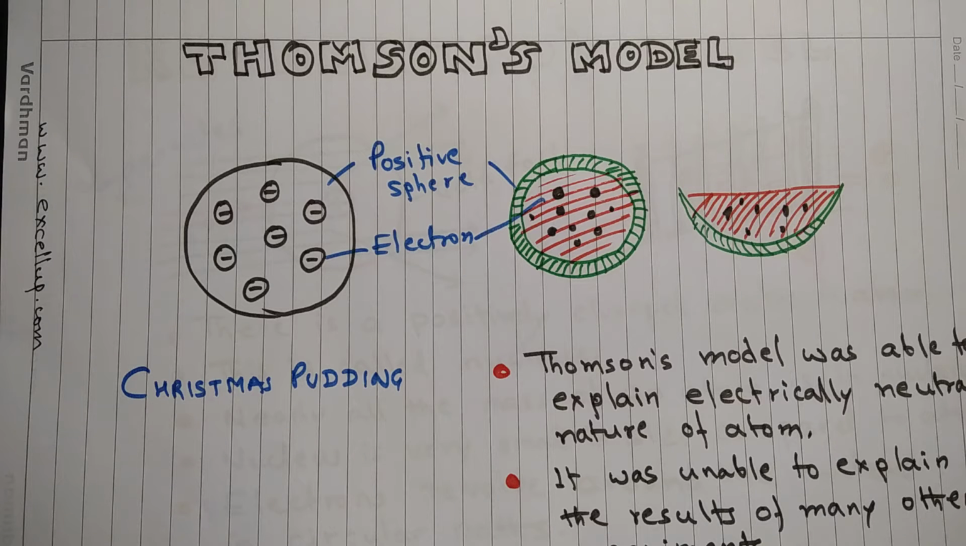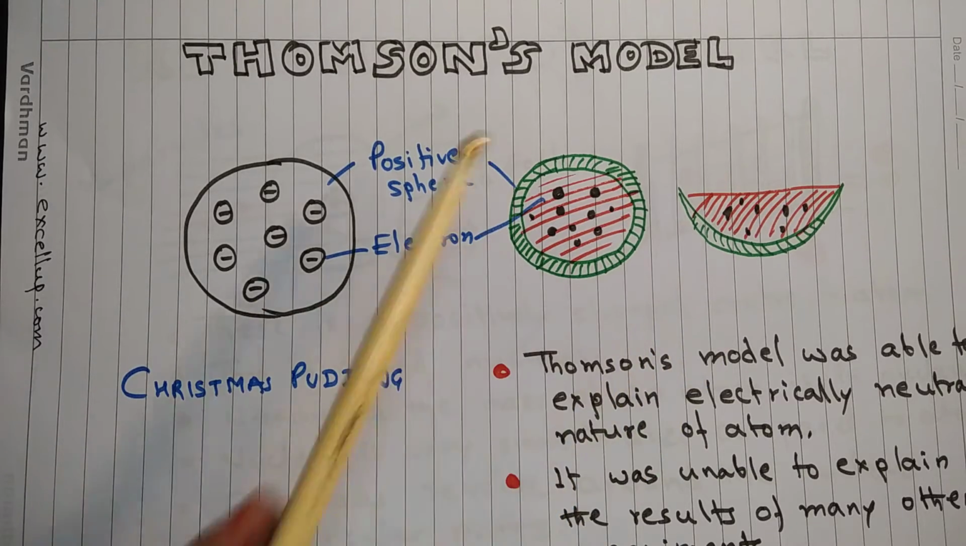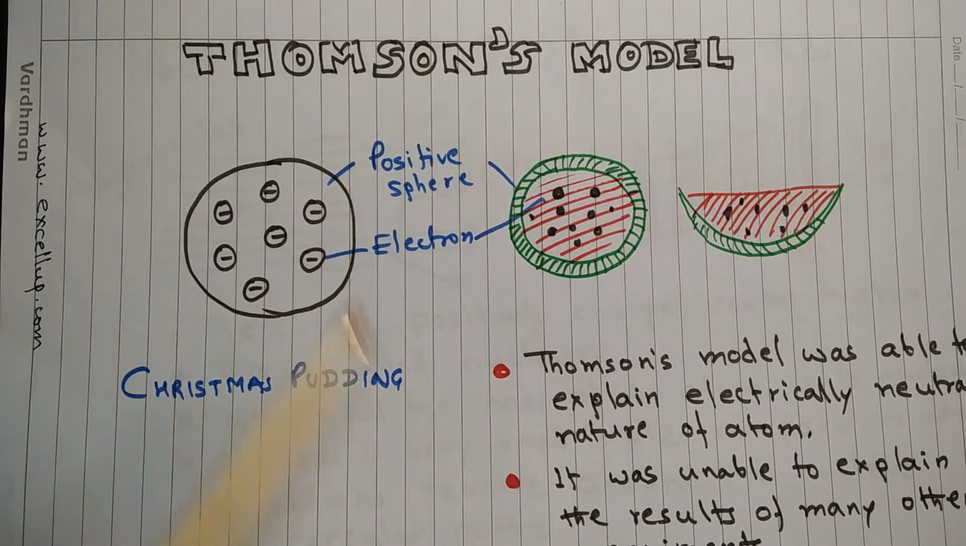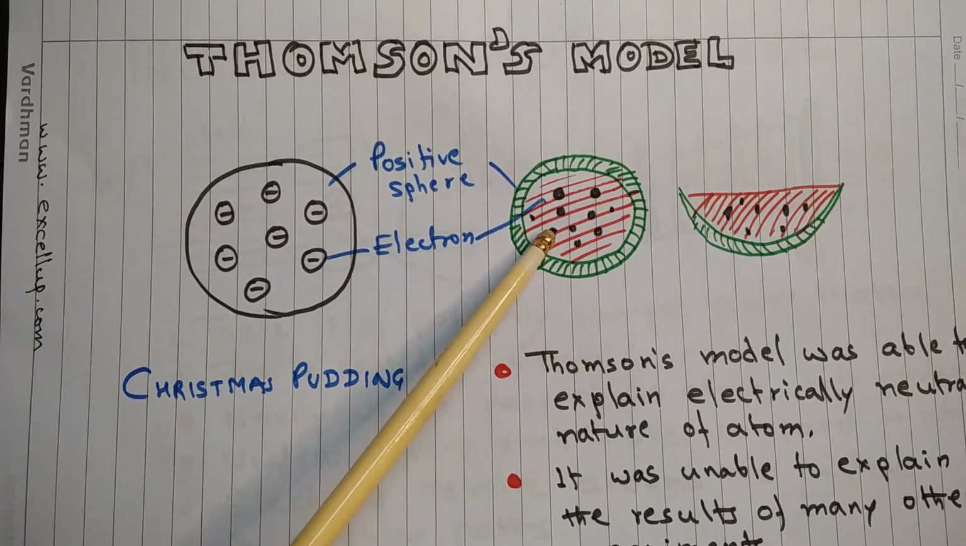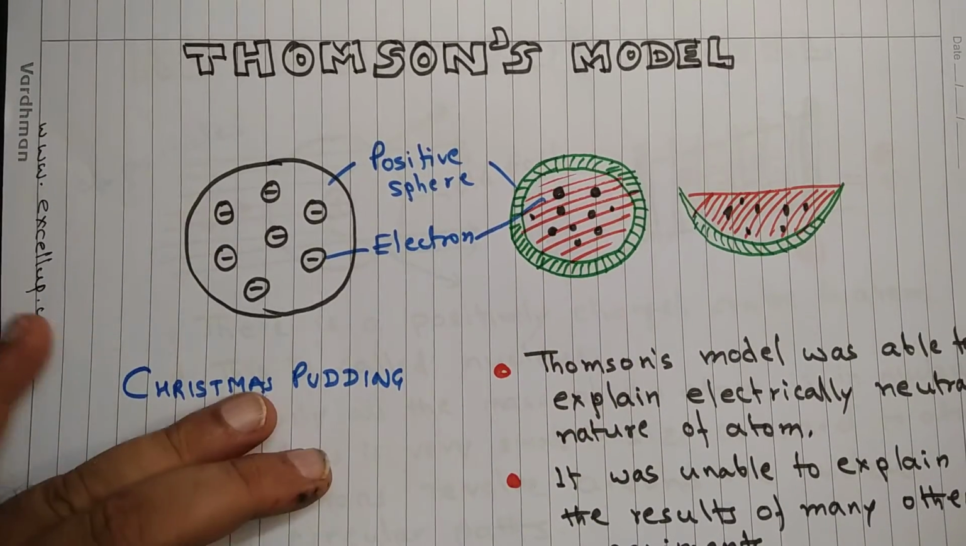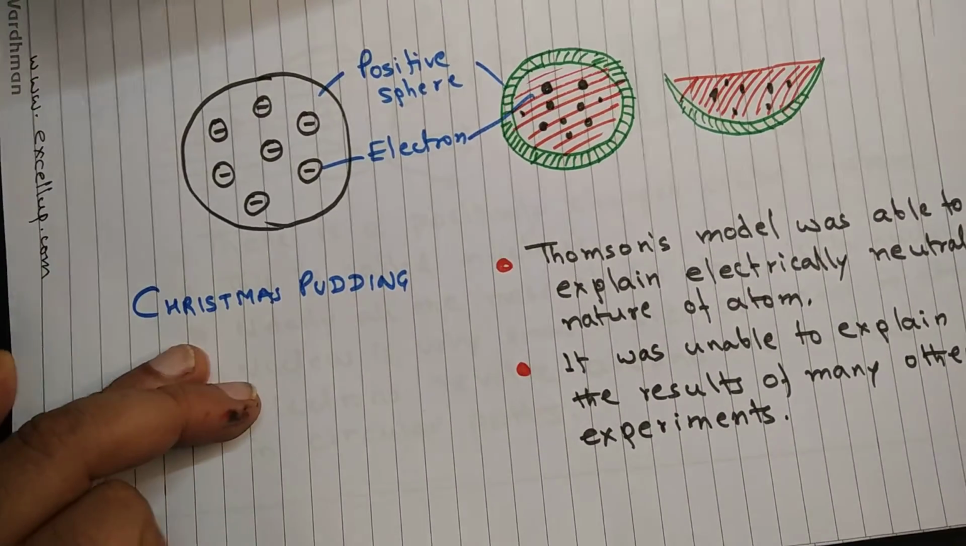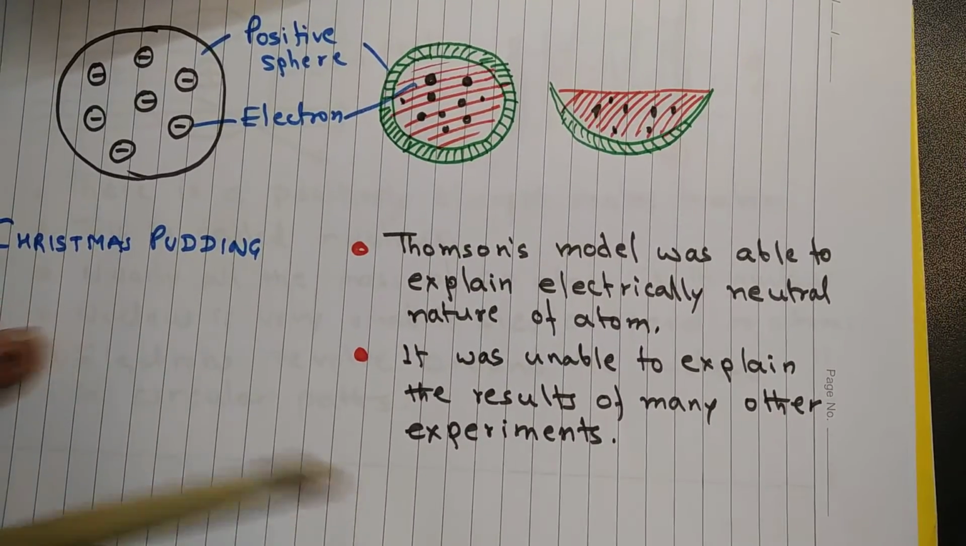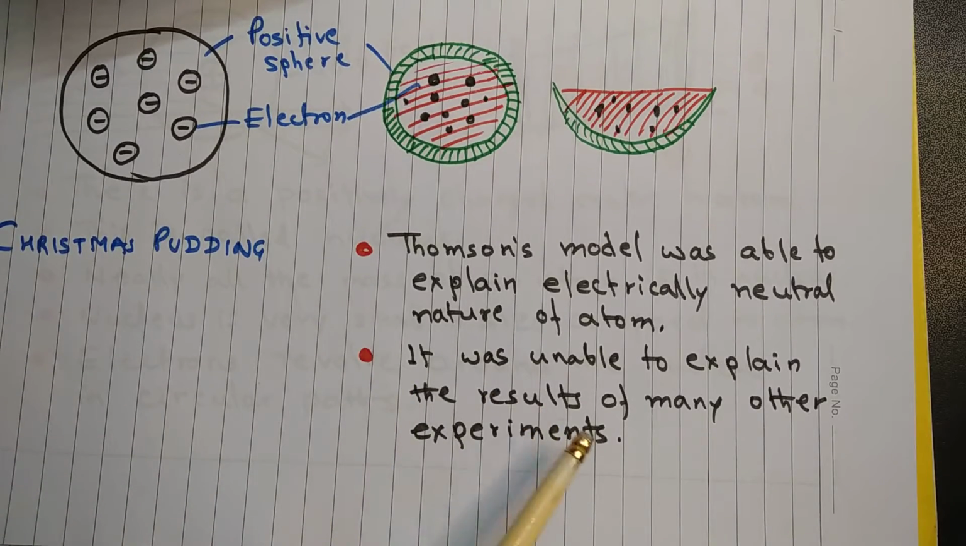You can also compare it with the pizza, the base is positively charged sphere and the toppings are like negatively charged electrons. It is similar to watermelon also. So the whole watermelon, let us compare it with the positively charged sphere, and the seeds are similar to negatively charged electrons. So Thomson's model was able to explain the electrically neutral nature of atom, but it was unable to explain the results of many other experiments which many scientists conducted.